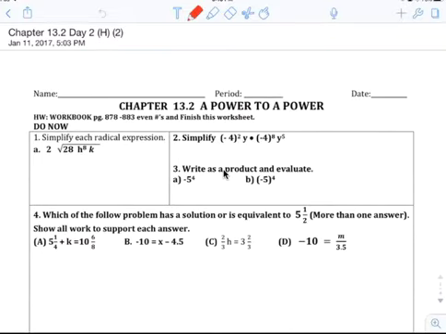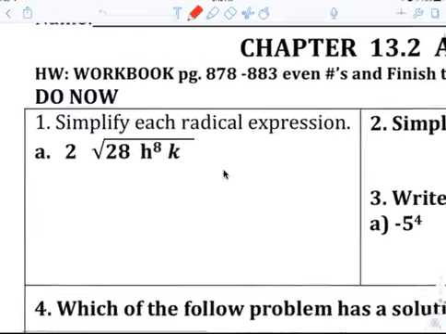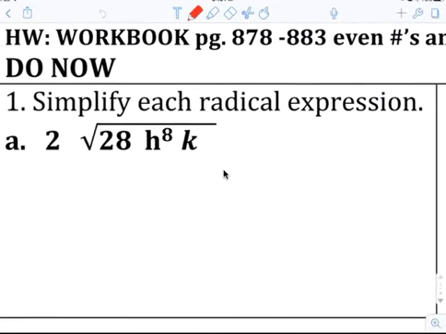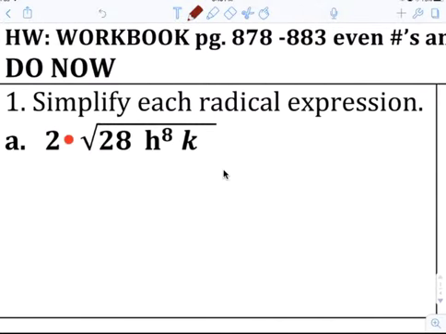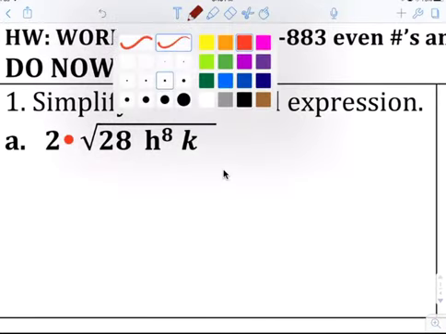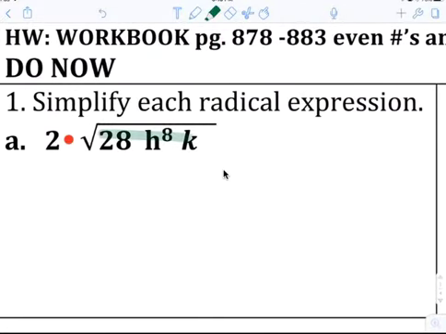I finished everything in class on this page except this one here. I want you to check this with your answer. So this is times right here. So whatever your answer is from in here, you multiply it by this 2 here.